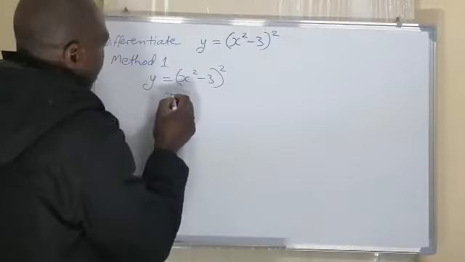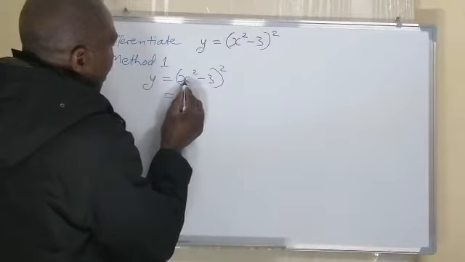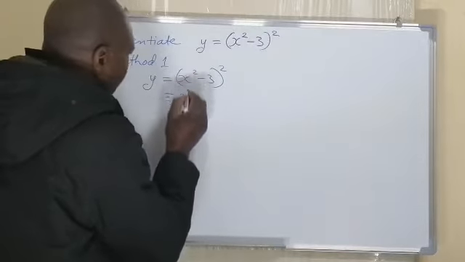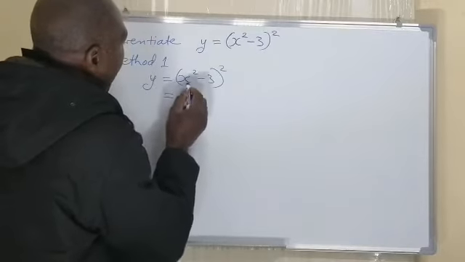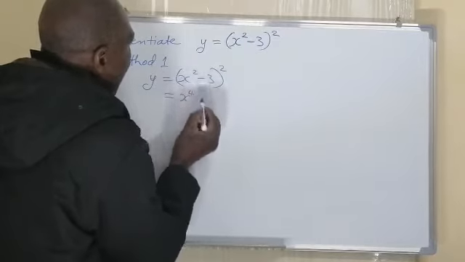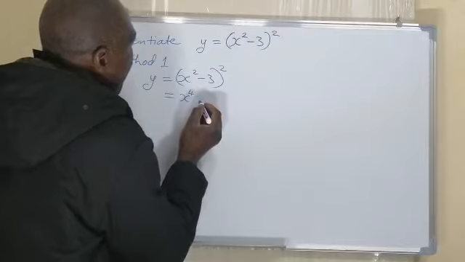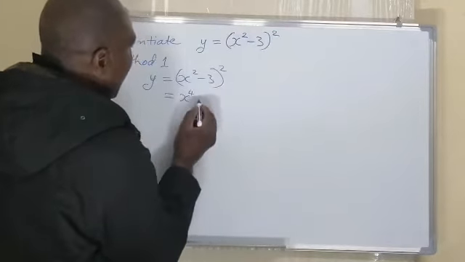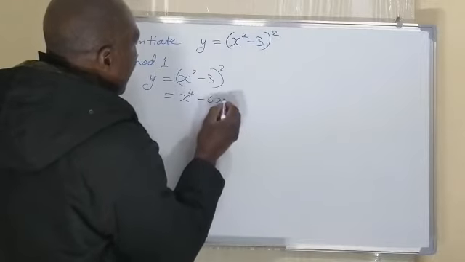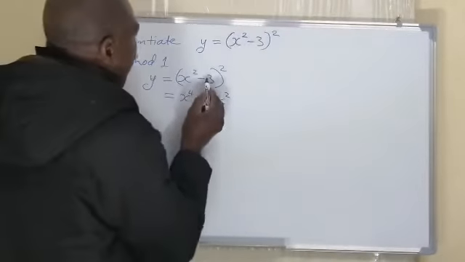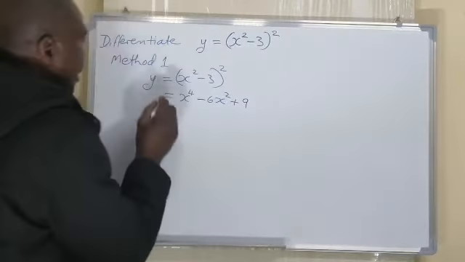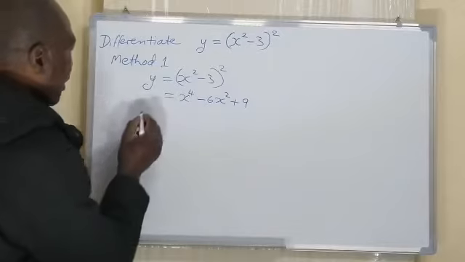is equal to, we square this, that's x squared, it becomes x to the fourth, and then x squared times minus 3, we get minus 3x squared times 2, so it becomes minus 6x squared. Then minus 3 times minus 3 is positive 9. And now it's ready for differentiation.